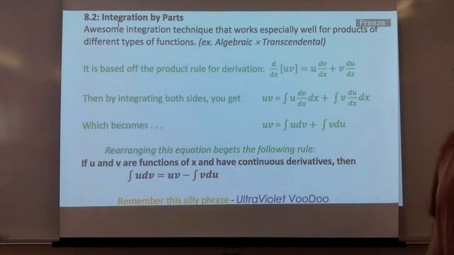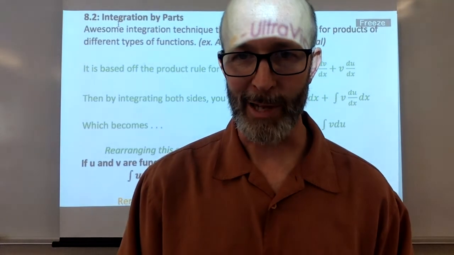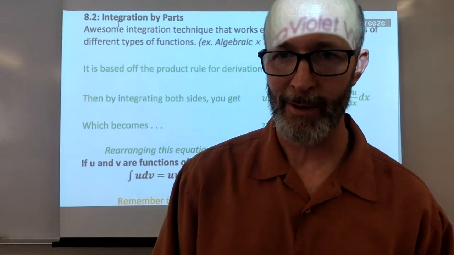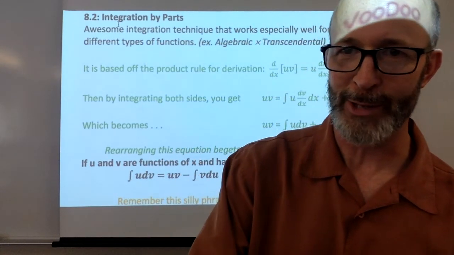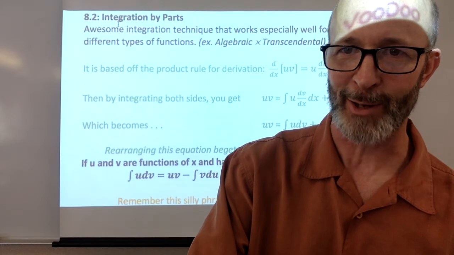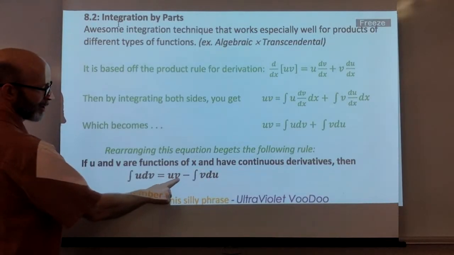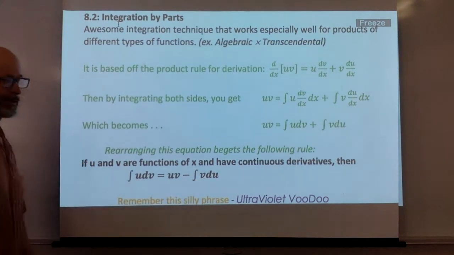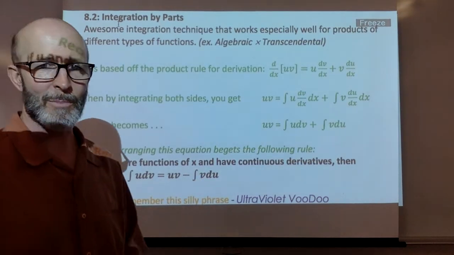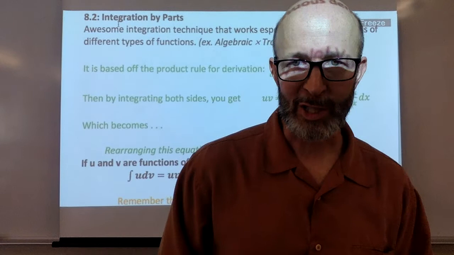And here's what you should remember. Ultraviolet voodoo. Look at what's on the bottom. In fact, look on my forehead. Ultraviolet voodoo projected on my skull. What that really stands for is the integral of u dv equals uv minus the integral of v du. So that's a really dumb way of remembering integration by parts.